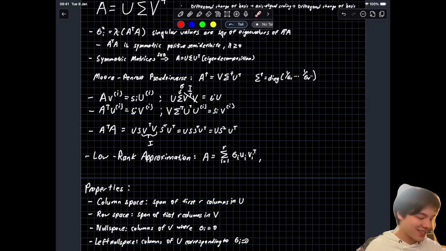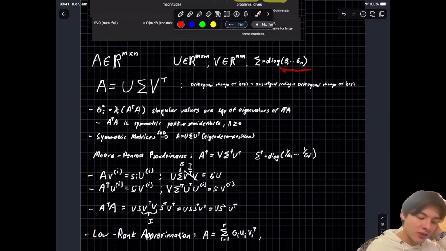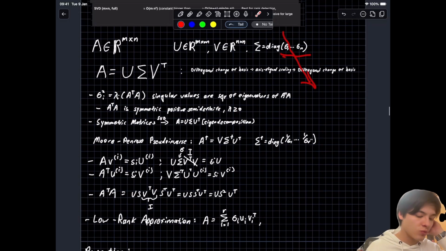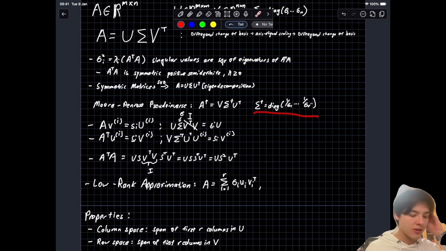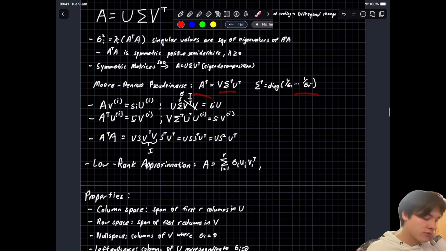Okay, so what can we do with it? We can calculate the Moore-Penrose pseudo-inverse, where the diagonal is 1 over the singular values. One thing is that the diagonal has the singular values from the largest to the smallest. Here we just take the inverse of it, so 1 over the singular values, and if we do this, it's the pseudo-inverse.